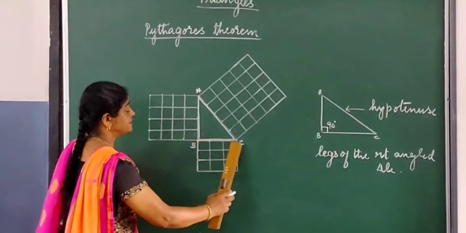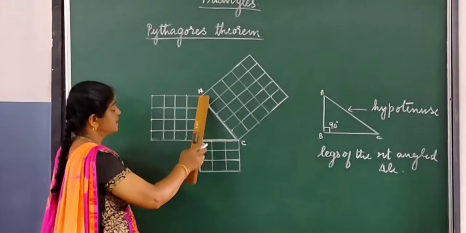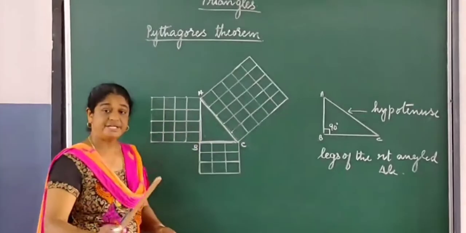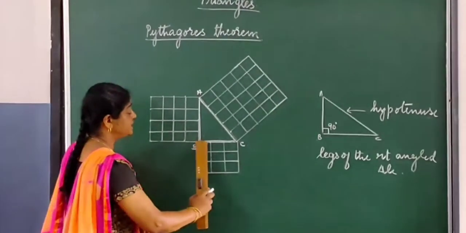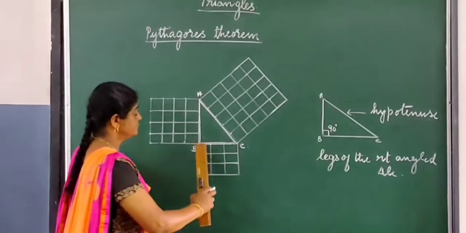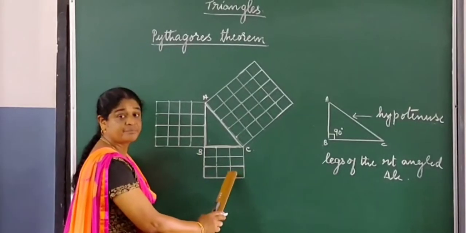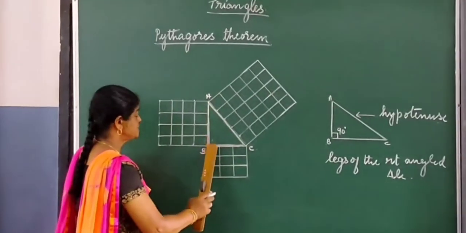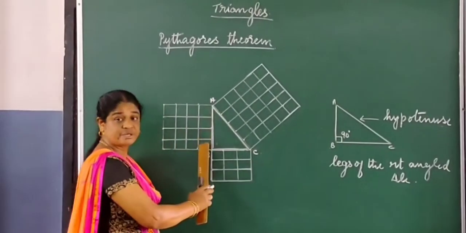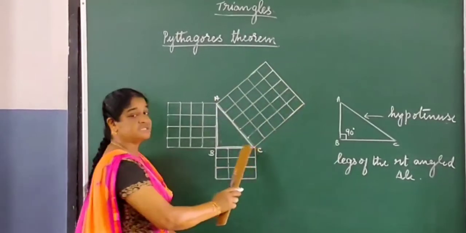Now, here we have taken 3 centimeters. Here we have taken 4 centimeters. And here we have taken 5 centimeters. Now, on each side, we are going to draw a square. This is 3 centimeters, so this is 3 centimeters square. Here it is 4 centimeters, this is 4 centimeters square. And here it is 5 centimeters, so it is 5 centimeters square.